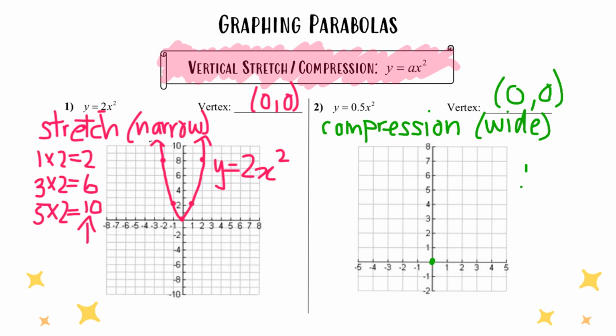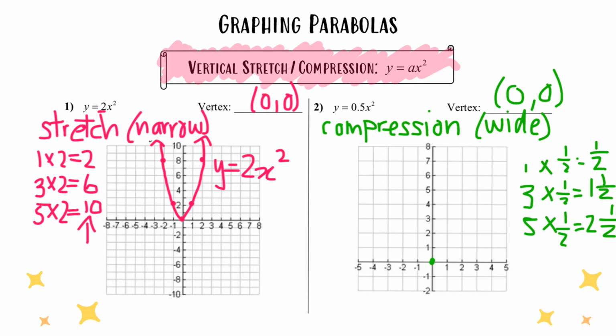Start with your step pattern of 1, 3, and 5. And now you're going to be multiplying those numbers by 0.5. Okay, and when we do that, 1 times a half is going to be a half. 3 times a half is the same as 1 and a half. And 5 times a half is 5 over 2, which is 2 and a half. So our new step pattern for this example is going to be a half, 1 and a half, and 2 and a half.